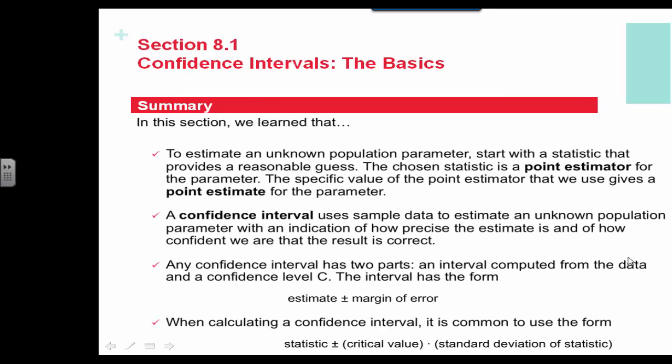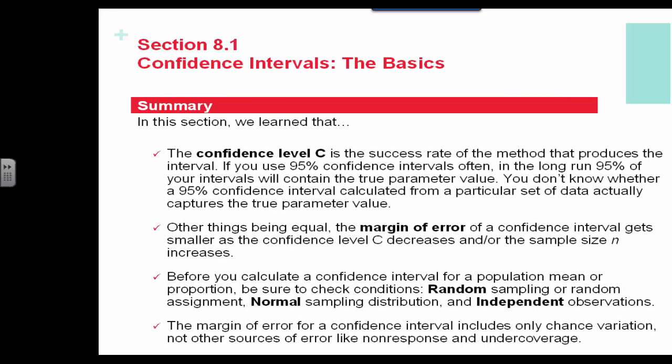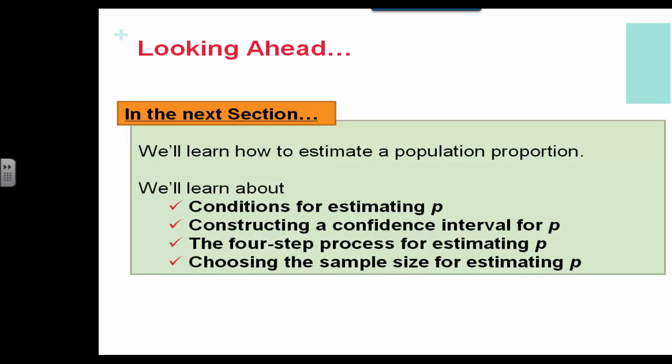Here's a summary of what we've just gone over in the first lesson of Chapter 8. In our next section, we'll learn about constructing a confidence interval for the population proportion p.